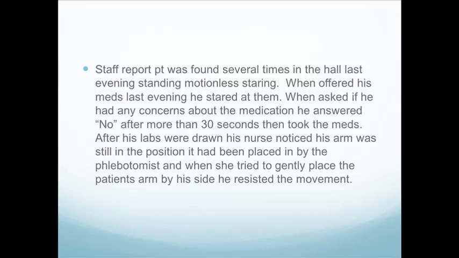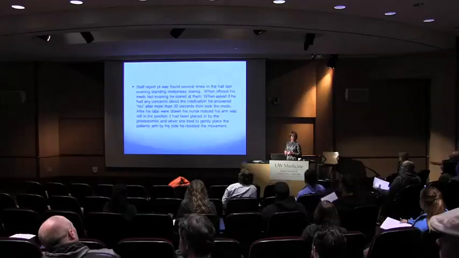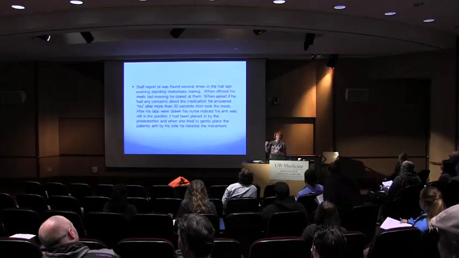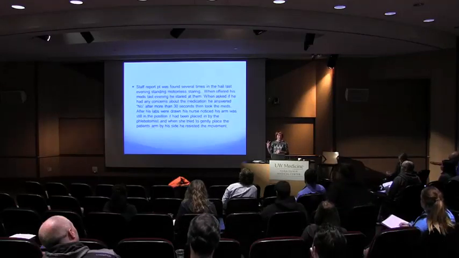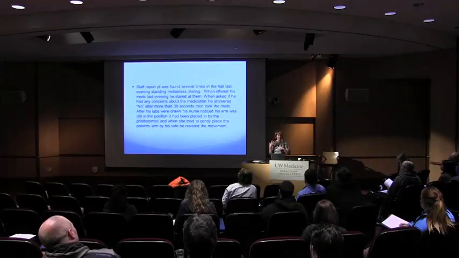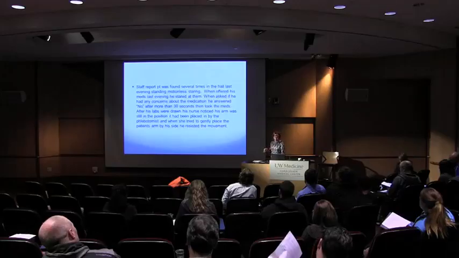After his labs were drawn, the nurse noticed his arm was still in the position it had been placed in by the phlebotomist, and then when she tried to place it at the patient's side, he resisted the movement. That's it. That's all. So what is it? There are two things there. What are the two? Resistance, and then he's stuck in one place. So he's got some waxy flexibility, and he also is resisting when you're trying to move him down.